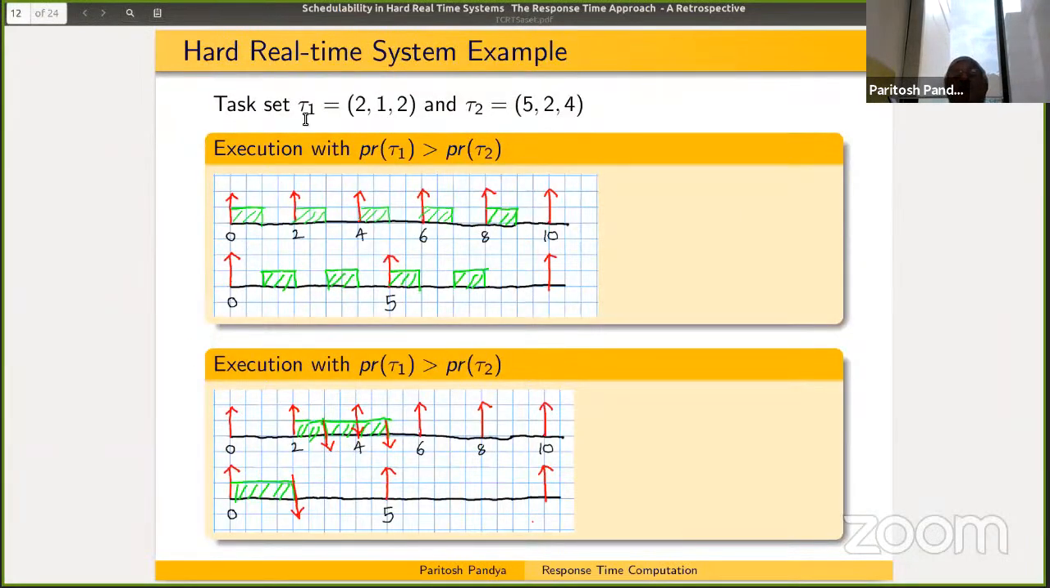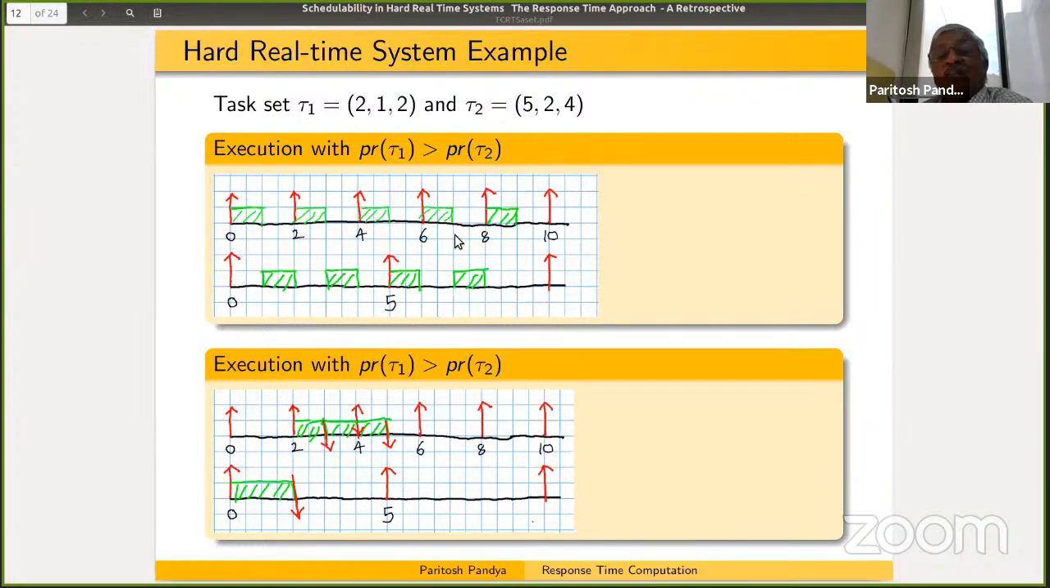So here I have two tasks. The first one has period 2 and computational load 1. So every 2 seconds, it will require 1 second worth of compute time. The second one has period 5. Every 5 seconds, it needs 2 units of compute time. The first task repeats every 2 seconds. Here I have made tasks arise exactly at 2 seconds, but maybe some tasks can be slower. The red up arrows denote the times of arrival, or the times of invocation, of the task. The first row is for task tau 1, and the second row is for task tau 2.